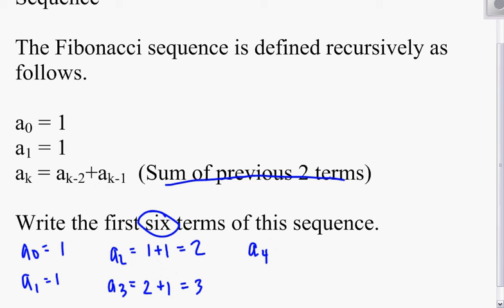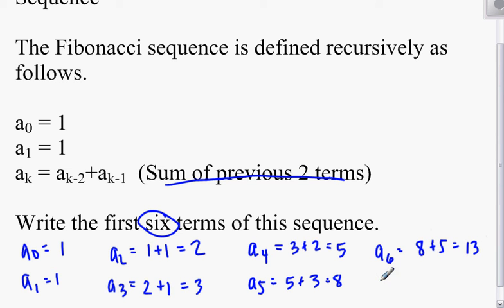A sub 4, we plug in, we get 3 plus 2 is 5. And then we have a sub 5, so 5 plus 3 is 8, and the last term of our sequence, a sub 6, we've got 8 plus 5 is 13, and just to be fun, a sub 7, we've got 13 plus 8, which is 21. And that's it for the Fibonacci sequence. We're going to be moving on to factorial notation. We've got 3 more slides to go, you guys.